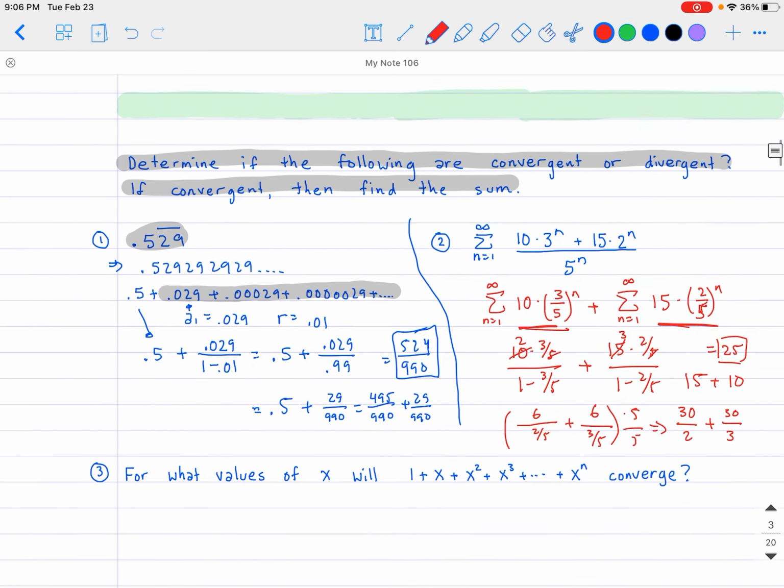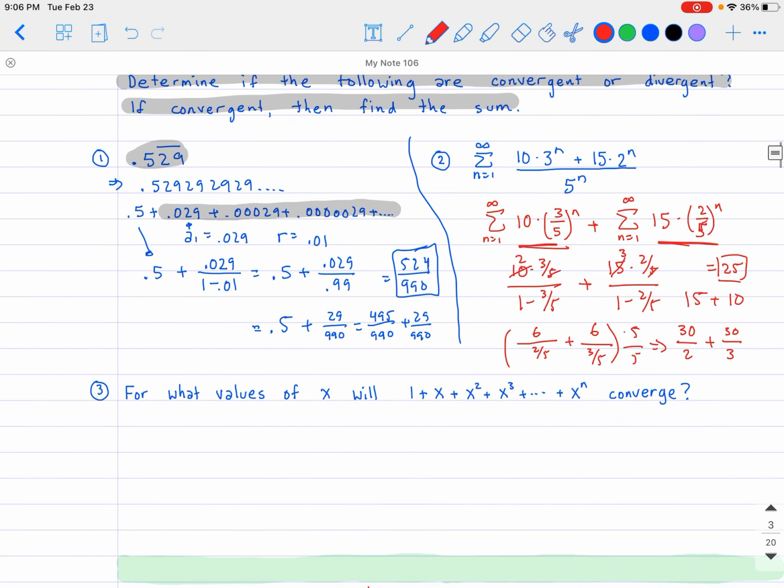Okay. All right. Now for something that's a little bit more complex, and this is actually getting closer and closer to our calculus portion of sequences and series. I want to know, according to what we just learned, for what values of x will 1 plus x plus x squared plus x cubed plus so on, all the way to x to the n, converge? Okay, I want to know what it converges to, if possible.